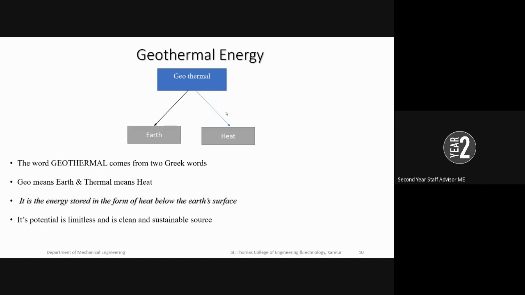I am asking a question: if we are moving from the surface of the earth into the inner part of the earth by digging a trench, what will be the changes? Can you tell me? The temperature will be increasing. Okay, why is the temperature increasing?